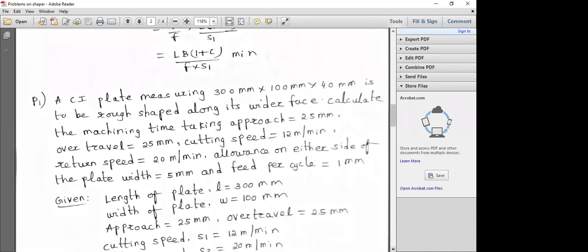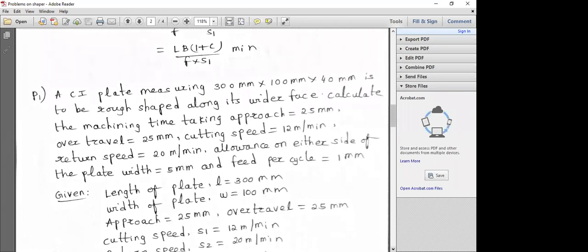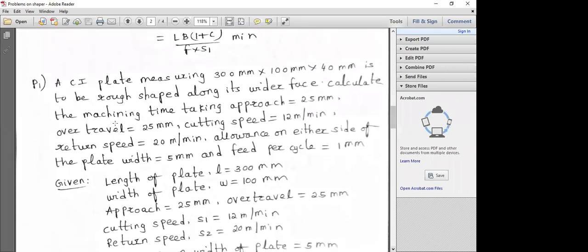So what is the length of plate? L is equal to 300 mm. What is the width of plate? W is 100 mm. What is the approach? 25 mm, and over travel is given the same, 25 mm. What is the cutting speed? We have specified that clearly in the derivation: S1 is 12 meters per minute. What is the return speed? Return speed is S2, equal to 20 meters per minute.